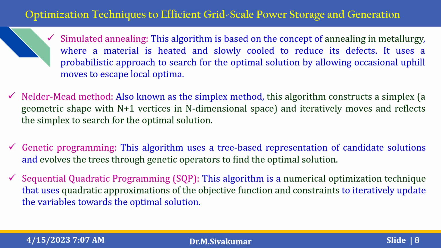Next one is genetic programming. It uses a tree-based representation of candidate solutions and evolves the trees through genetic operators to find the optimal solution. And the last one is sequential quadratic programming. This is also a numerical optimization technique that uses a quadratic approximation of the objective function and constraints to iteratively update the variables towards the optimal solution.